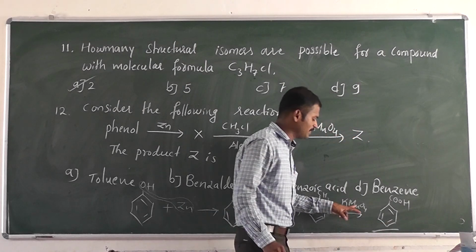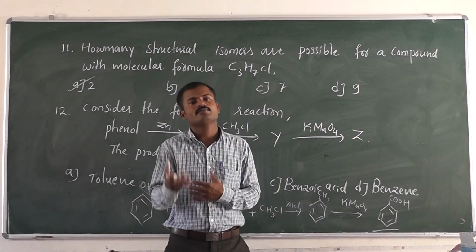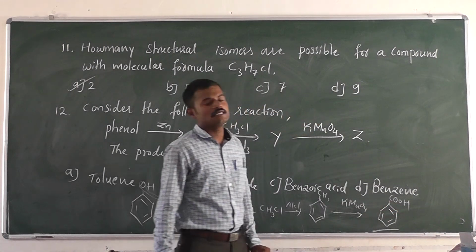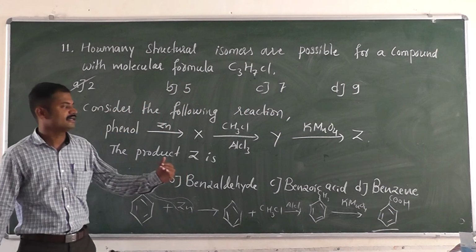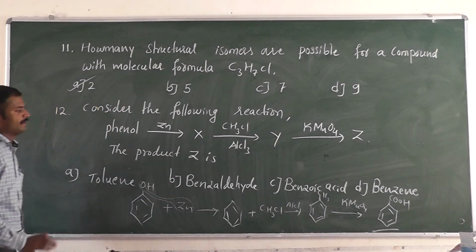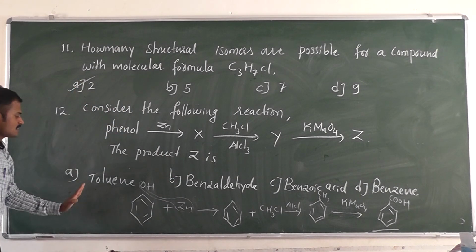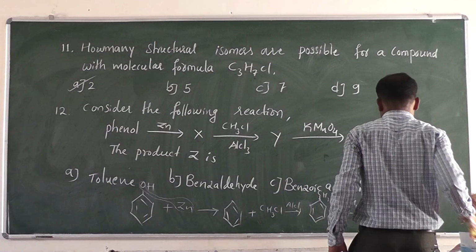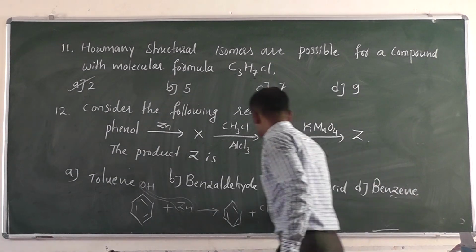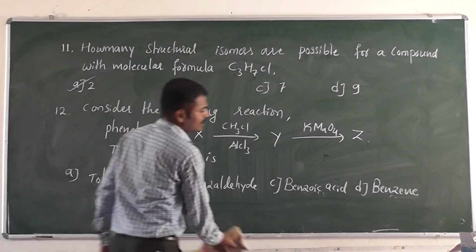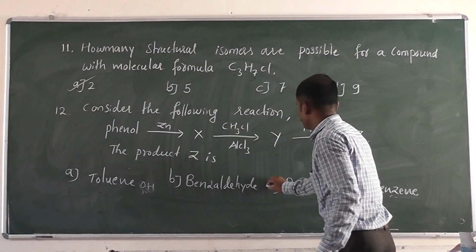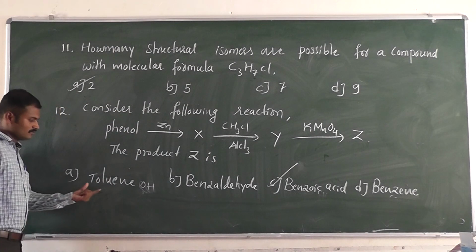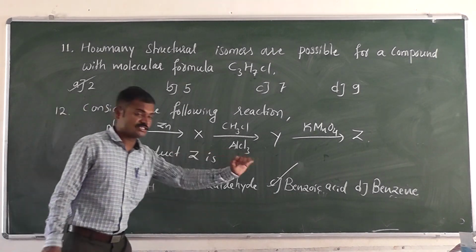The main function of the KMnO4 is addition of oxygen. So here oxygen will add, forming the product as COOH, that means benzene attached with COOH, that means it is benzoic acid. So there are four options he has given: toluene, benzaldehyde, benzoic acid, and benzene. So which is the correct answer here? The correct answer for this question is benzoic acid. Toluene is the second product we are getting. Benzene is the first product we are getting.